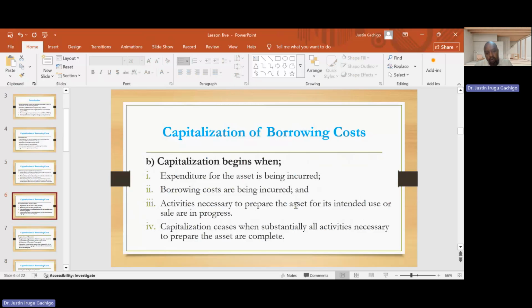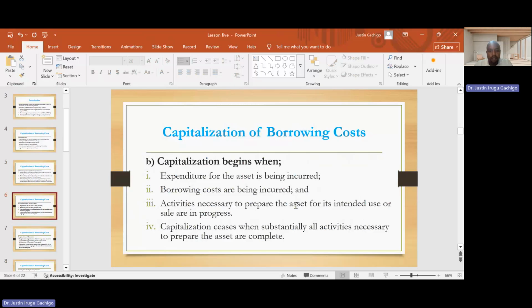So when you take out a loan from a bank or any financial facility, then you need to capitalize this cost. You should start when, for example, the first withdrawal is made that is intended for that particular asset. The borrowing costs are being incurred. There are those preliminary expenses that you incur when you are doing the borrowing, when the bank is doing the due diligence, the legal fees, the search if it's allowed, etc. And all the activities necessary to prepare the asset for its intended use or sale are in progress. So for example, if there are some minor repairs, all those costs.